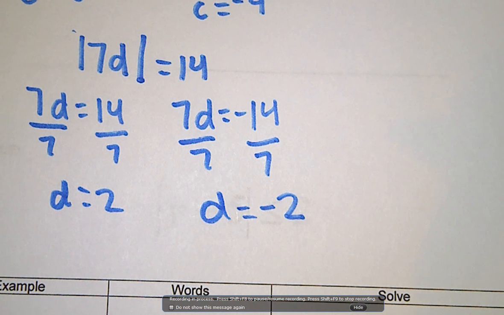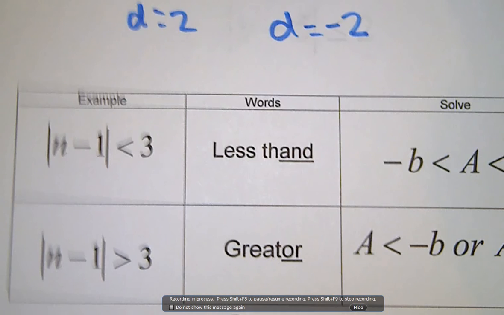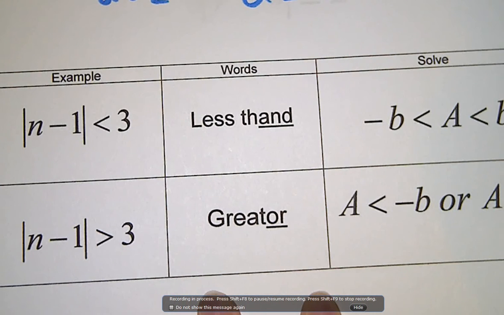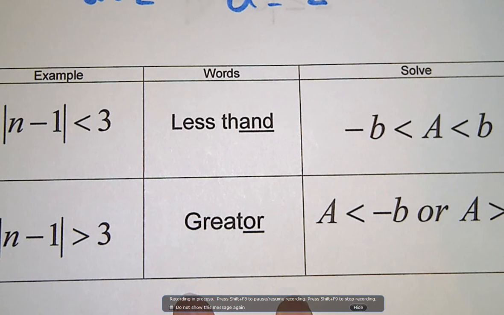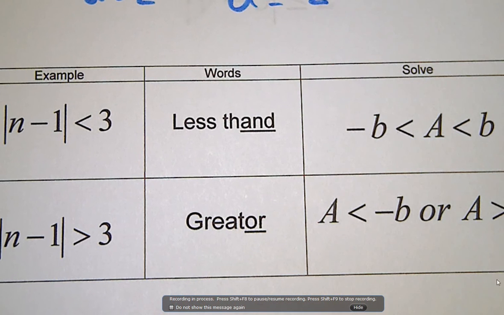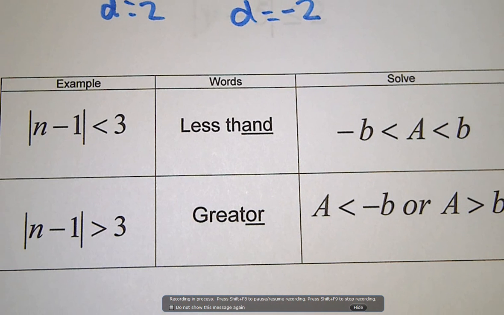Okay, so that was solving absolute value equations. Now we're going to look at the second part of this, which is solving absolute value inequalities. And I want you to write down this chart. I'm going to leave this up here for a little bit. And I need you to copy this down. Actually, let me zoom this out a little. I want you to pause the video right now and make sure everybody writes this down and then hit play after you have it written down.